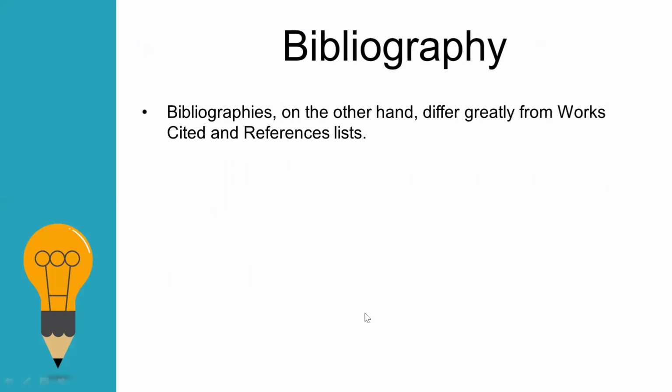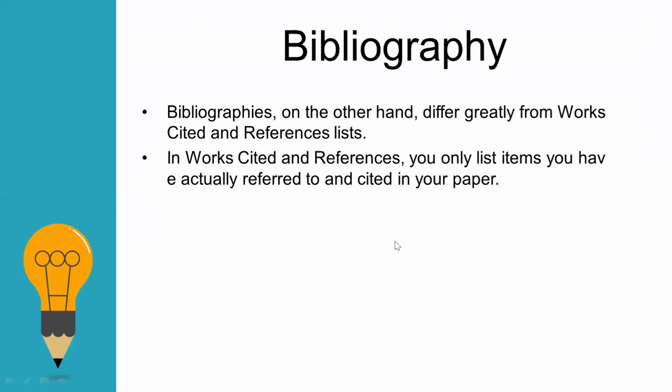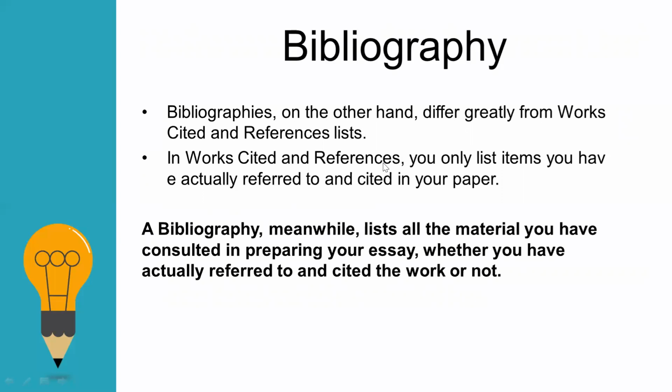Whereas bibliographies on the other hand differ greatly from works cited and references lists. In works cited and references, you only list items you have actually referred to and cited in your paper. That means you have used their statements and you have pasted it or copied from there, paraphrased it, and used it in your writing. A bibliography, meanwhile, lists all the material you have consulted in preparing your essay, whether you have actually referred to and cited the work or not.